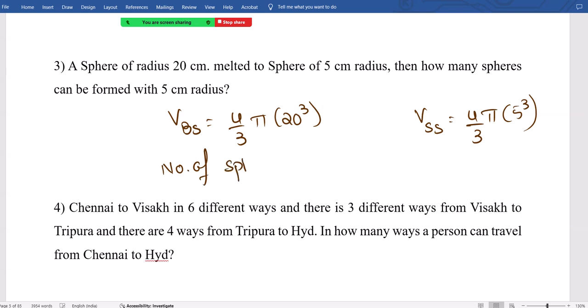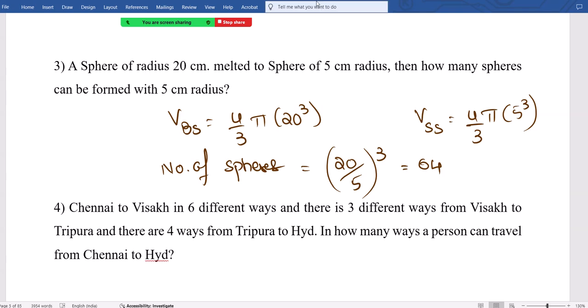So the number of spheres will be, now if you divide that, it's simple. 20 cube divided by 5 cube, which is 4 cube, nothing but 64. So 64 is the answer. Check it out. 64 is the answer. Once I will look into that. Yeah, now if you look into that fourth question, good. Answer is 72.